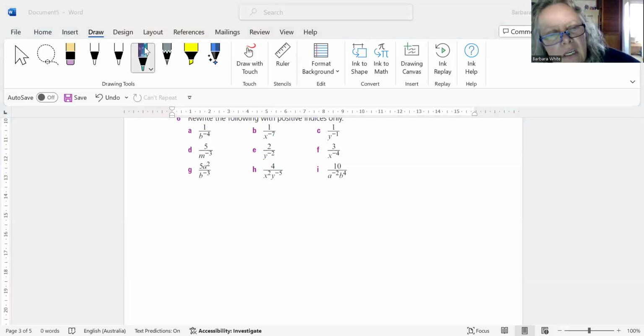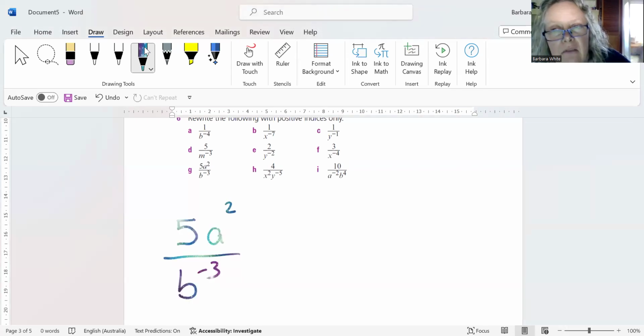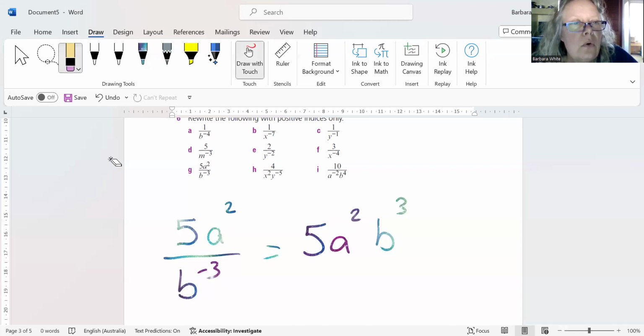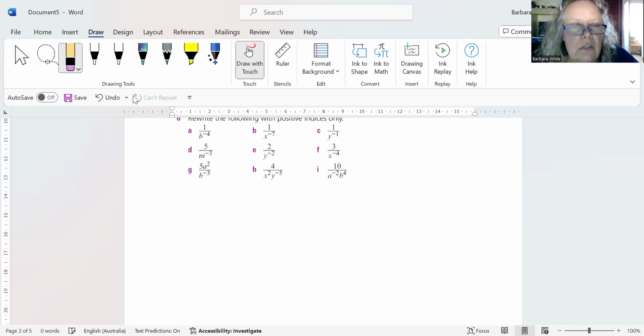Let's jump straight to G. We've got 5 times a to the power of 2. That's all positive. Divided by b to the power of -3. So that's the bit that's negative. That's got to go on top of the fraction. So we're going to rewrite that as 5a squared b to the power of 3. Okay, anything that's negative goes to the other section of the fraction. I'm going to do one more here, and then I'm going to leave you to ponder this because it's a lot to take in.